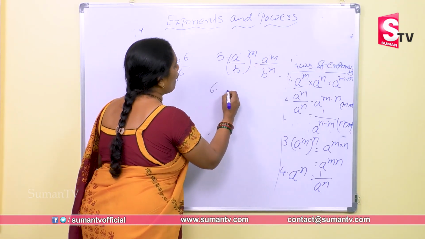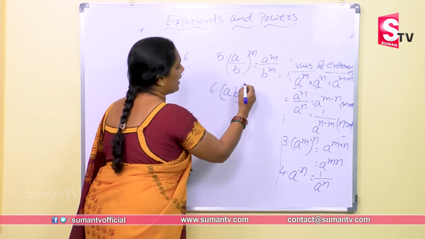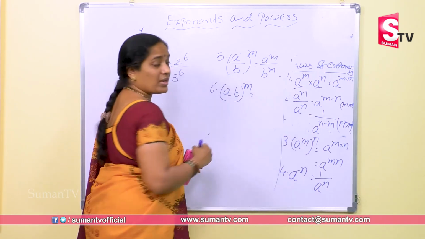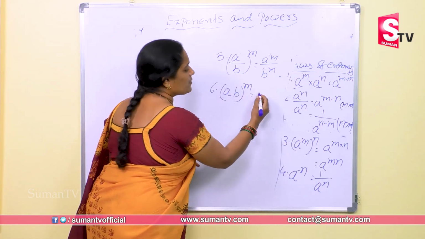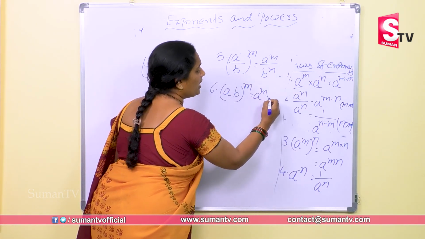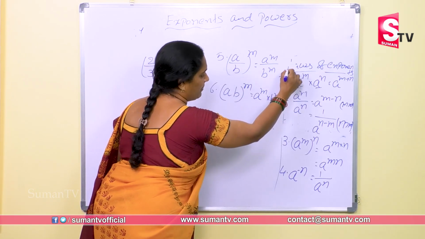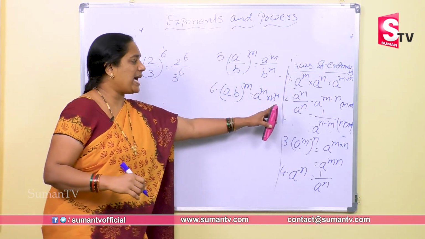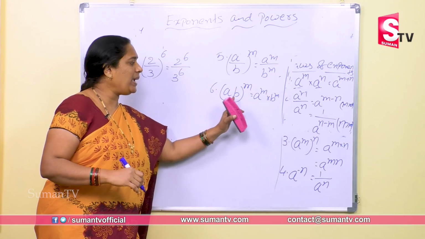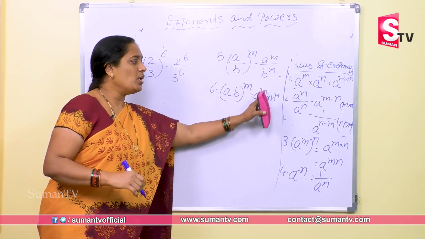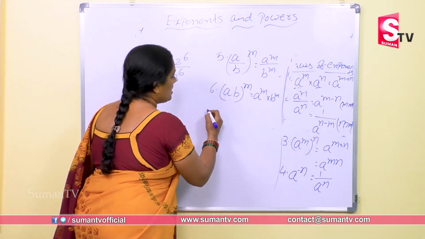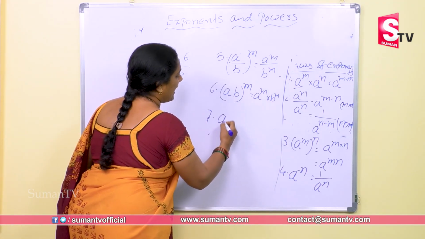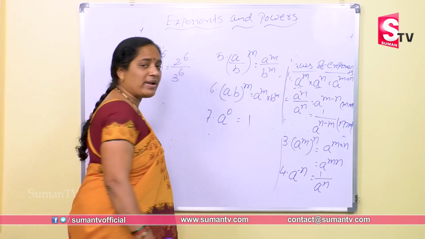And one more formula: when two terms are multiplying and this product has the same exponent, you can give the exponent individually to both of them. AB whole power m is equal to a power m into b power m. Right? Next formula, a to the power of 0 is equal to 1.